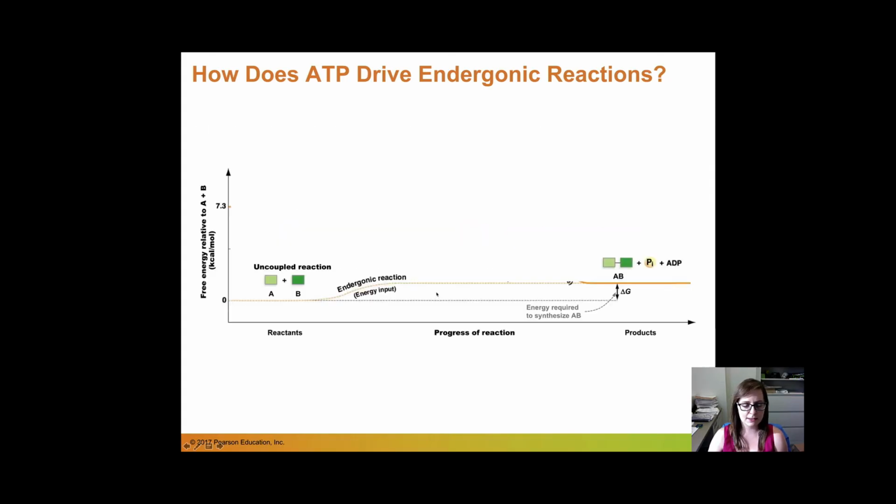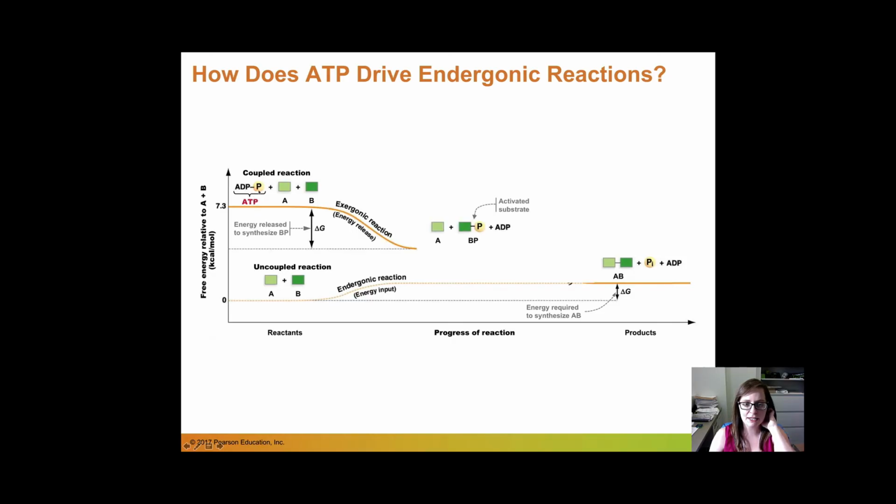So here's what that looks like. We have an endergonic reaction in which we take the reactants A plus B, and we have to put some energy in to end up with the product AB. So this reaction is endergonic. It has a positive delta G. We can couple this endergonic reaction with an exergonic reaction like ATP hydrolysis to power this reaction.